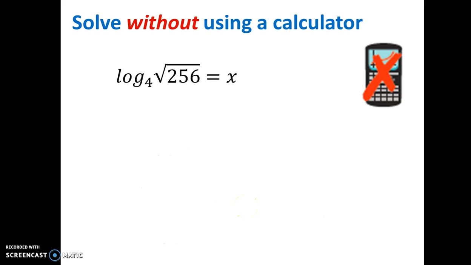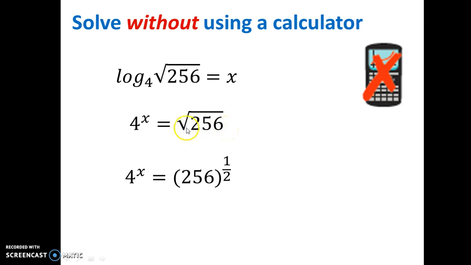All right, let's try another one without a calculator. How about this one? Okay, here if we change to exponential form, we have 4 to the x power equals this root. And since we're not using a calculator, it's clear that our goal is to get this to be a version of 4. First, however, I'm going to rewrite this root as an exponent, 1/2. Now 256 is a power of 4. It is 4 to the 4th power. So we have 4 to the 4th power in there and a half applied to that.